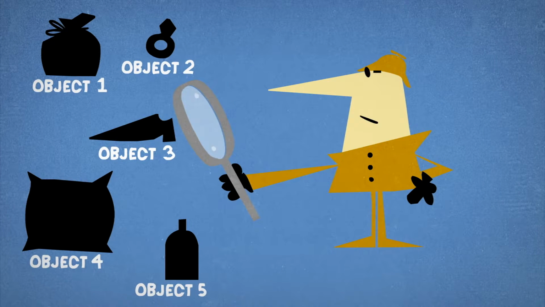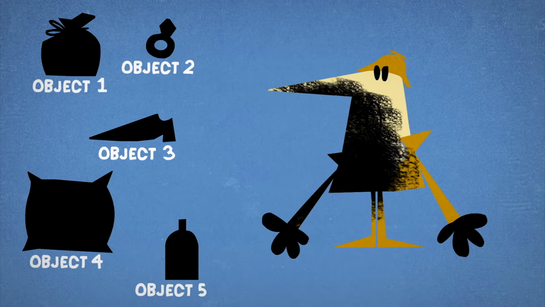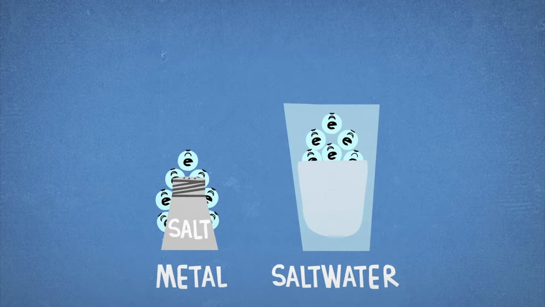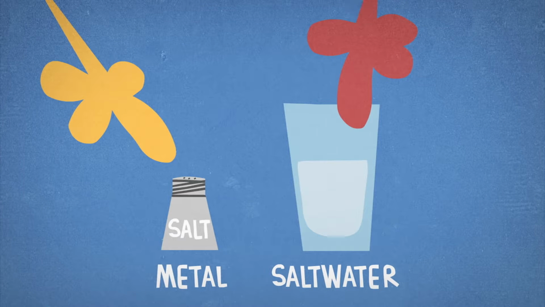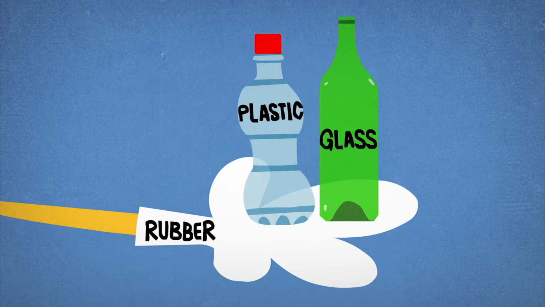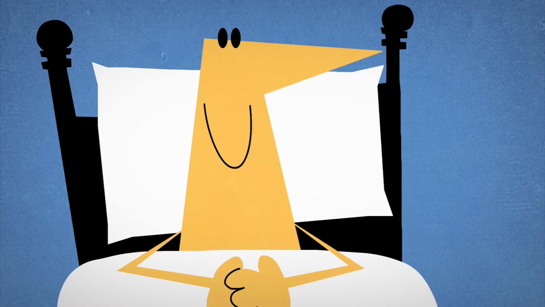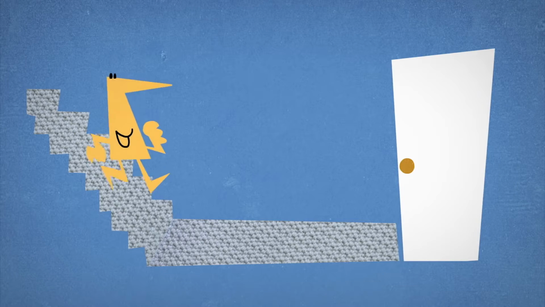This process doesn't happen with just any objects. Otherwise, you'd be getting zapped all the time. Conductors like metals and salt water tend to have loosely bound outer electrons, which can easily flow between molecules. On the other hand, insulators like plastics, rubber, and glass have tightly bound electrons that won't readily jump to other atoms. Static buildup is most likely to occur when one of the materials involved is an insulator.